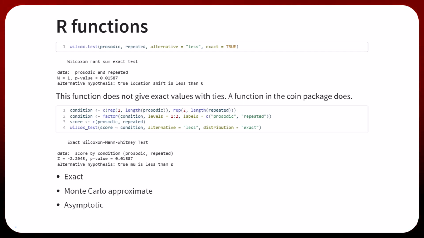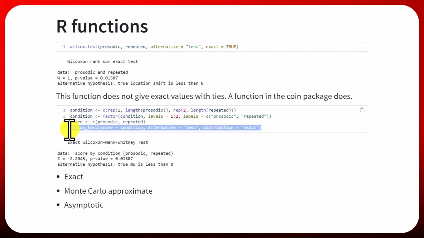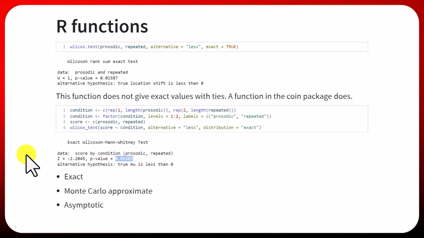But if we do have ties, we can turn to the coin package. So I typically use the function out of the coin package regardless because it has more options available to us, including the possibility of ties, in which case we'll use mid-ranks. I've talked about mid-ranks in previous videos. So here we have now the condition set up as a factor, and then we enter in score as a function of condition, and setting the other arguments very much like we did in the base R function. The alternative is less, the distribution's exact, and we ended up with 0.016.